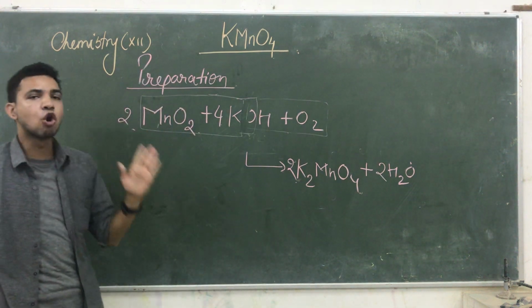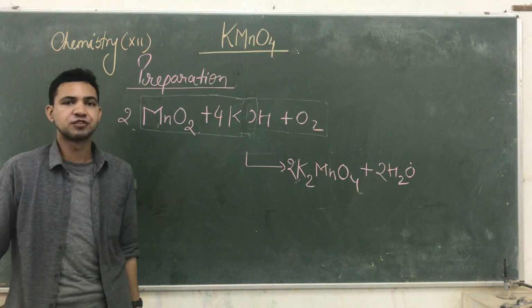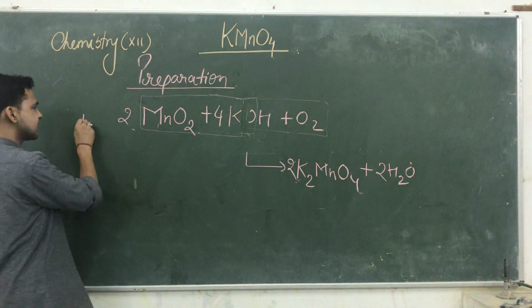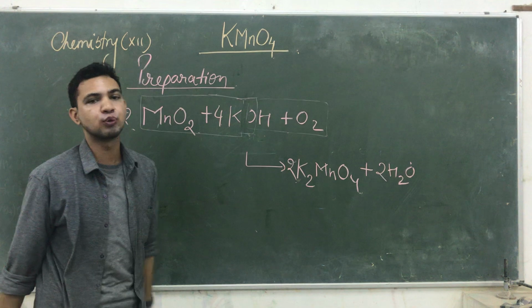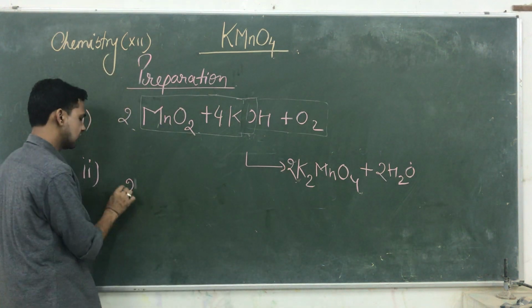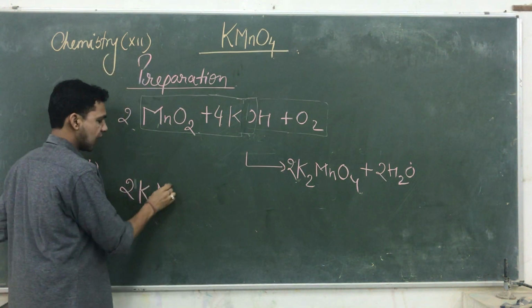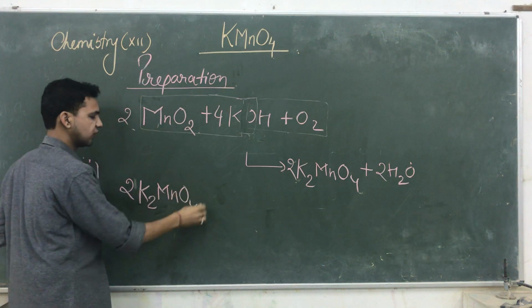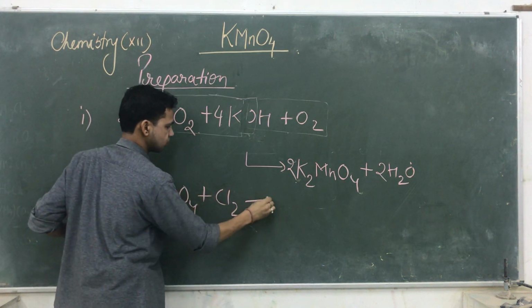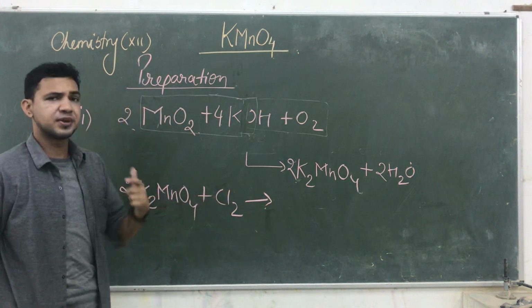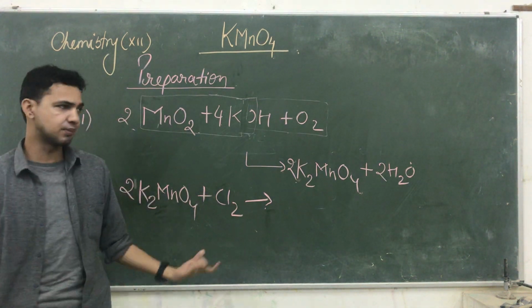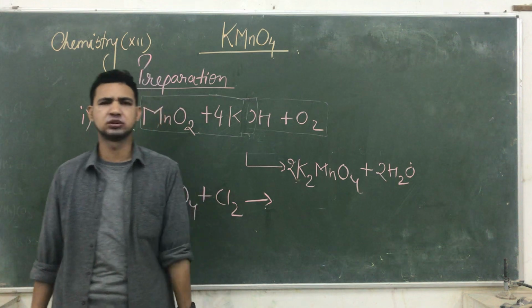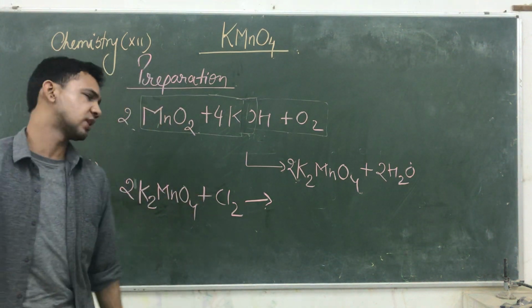The first step is common for all the preparation methods of KMnO4. In the second step, what we do is go for the reaction of twice K2MnO4 with chlorine molecule Cl2. In some reactions, we treat with ozone as well as water. In some reactions, we treat with KOH. But that method is good, you just use that one.